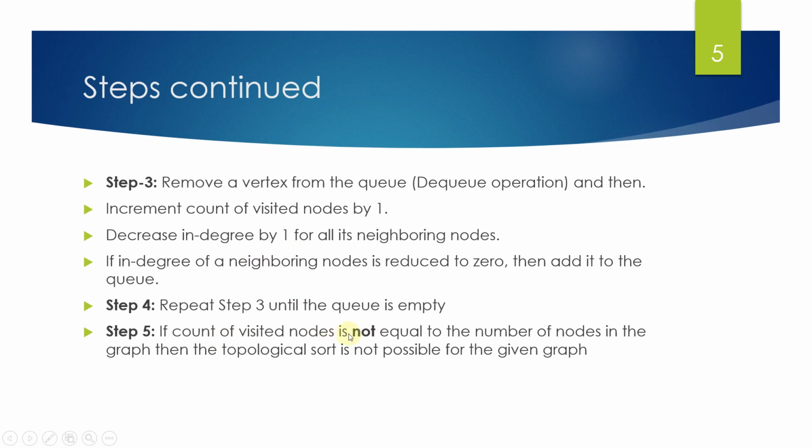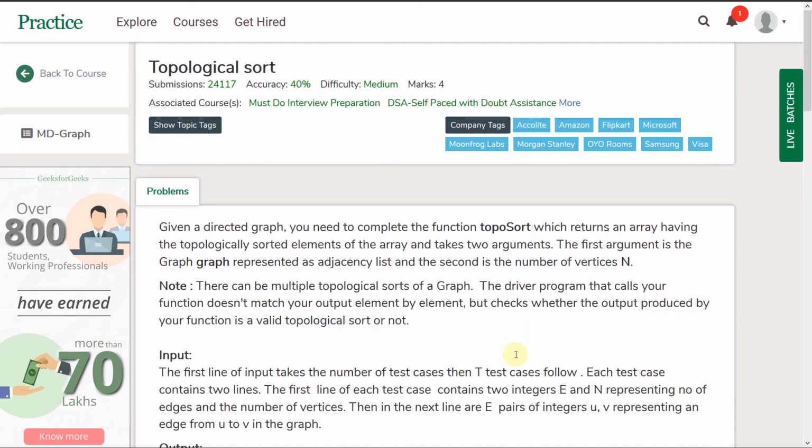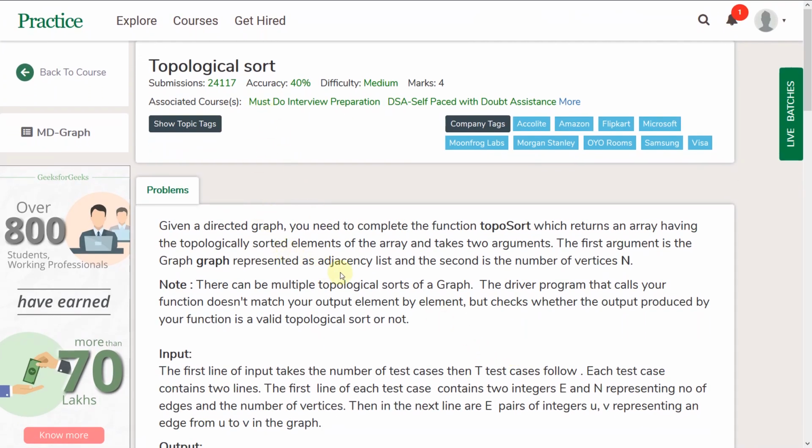And this is just another condition. If the count of the visited nodes is not equal to the number of nodes in the graph, then the topological sort is not possible for the given graph, or the graph is not a DAG, a directed acyclic graph. So let's jump to the coding part.